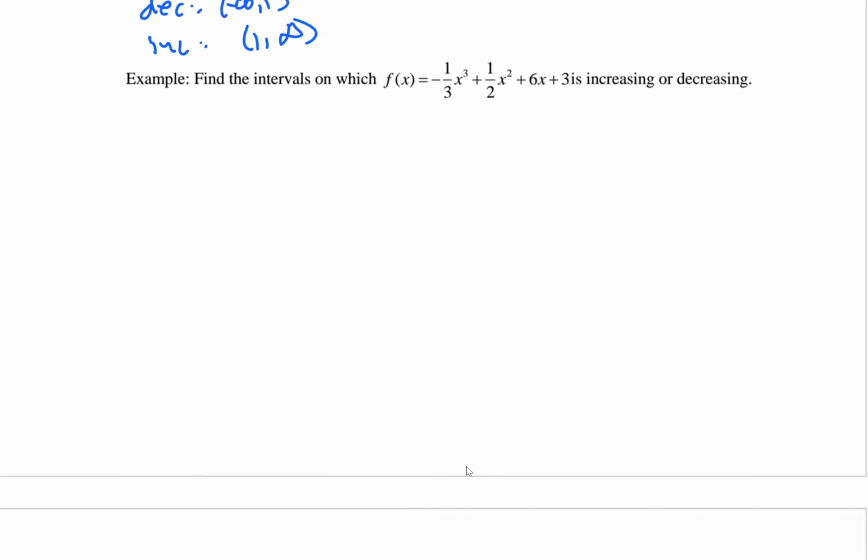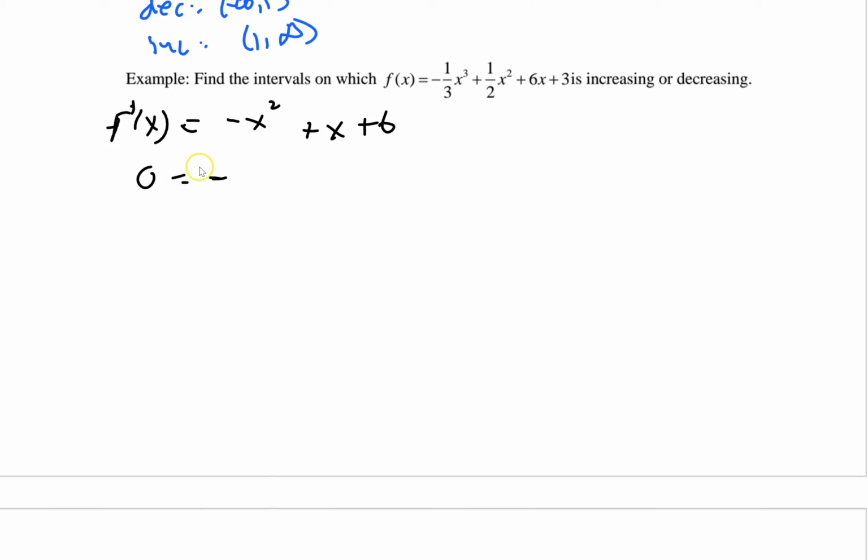So in this example, same concept. f of x equals negative 1/3 x cubed plus 1/2 x squared plus 6. So let's do the same thing. Let's find our derivative first. So negative x squared plus x plus 6. Now again, I'm going to find my critical points by setting this equal to 0 and solving. Now watch out for this though. I'm going to factor this, because I don't like factoring like this, so I'm actually going to pull out the negative 1.